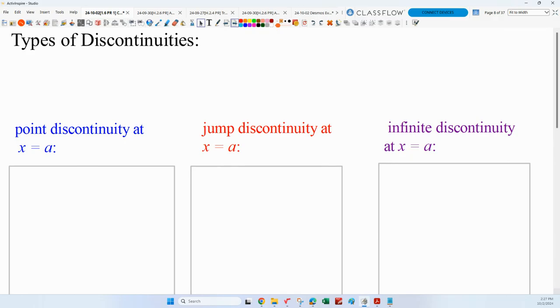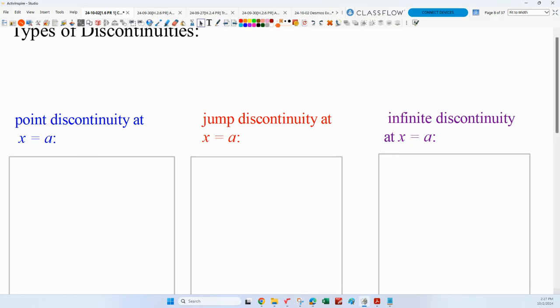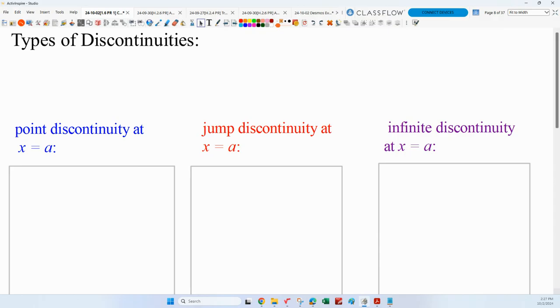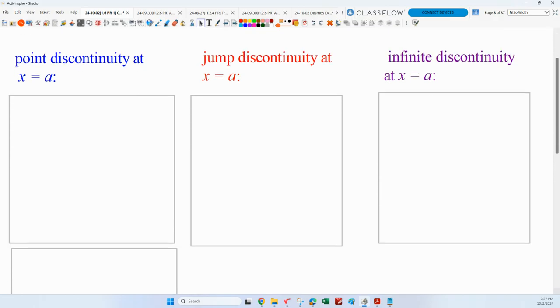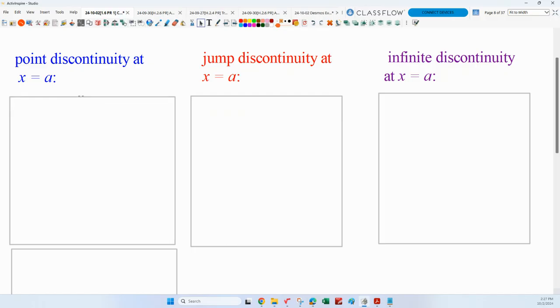Okay, types of discontinuity. So we understand the criteria, what point discontinuity means, or continuity at a point. We know the three criteria. We know visually what it looks like. Now let's break down the different types of discontinuities that we could see. So you could see a point discontinuity. Here's an example of a point discontinuity.